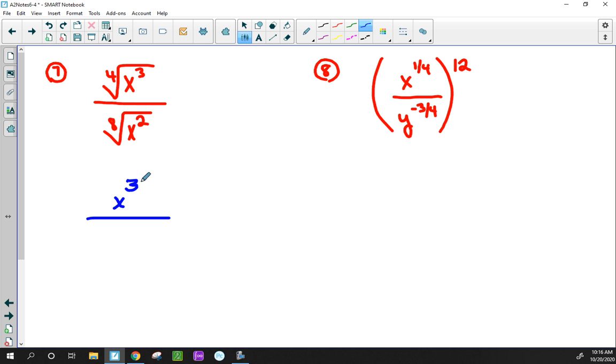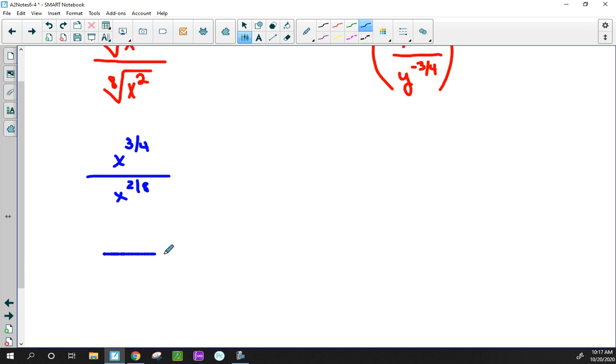X to the 3/4 is the same thing as the fourth root of x to the third. X to the 3/4. Denominator, eighth root of x squared is the same thing as x to the 2 divided by 8. Okay. Oh, but 2 divided by 8 simplifies, so we should write it like this. Let's go to the top, copy it down. Let's go to the bottom and change 2/8 to 1/4.